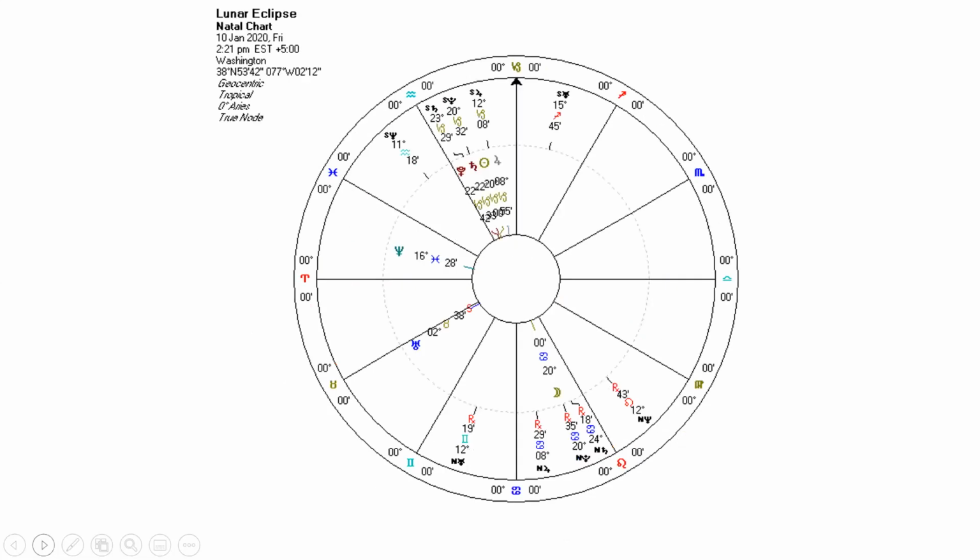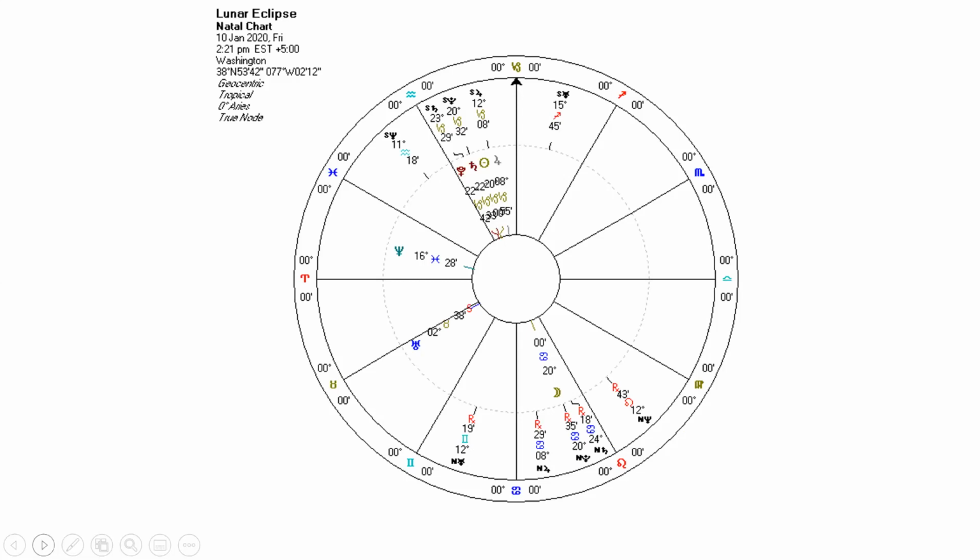And here is the lunar eclipse for January 10, 2020. January 12, Pluto and Saturn are going to be exact. And we have this stellium of planets in Capricorn. Jupiter will be in Capricorn. Look at this lunar eclipse.